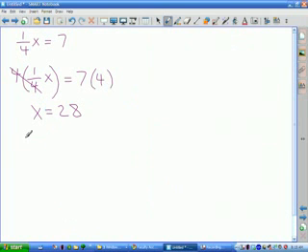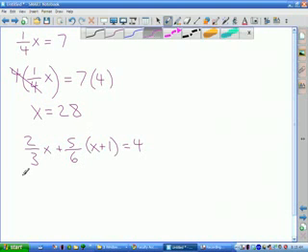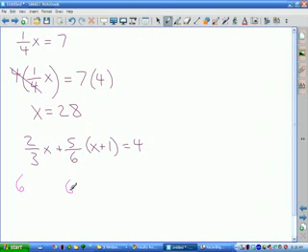But let's suppose we have something like this. Let's suppose we have something like 2/3 x plus 5/6, now let's say x plus 1 equals 4. Okay. Now, what I would do if I were solving this, I wouldn't try to clear the parentheses and add like terms and all that with these fractions involved. What I would do is I would try to clear these fractions out. And that involves multiplying through by the least common denominator, which I have a 6 here and a 3 here. So the least common denominator is going to be a 6. So what I would do is I would multiply through by a 6.